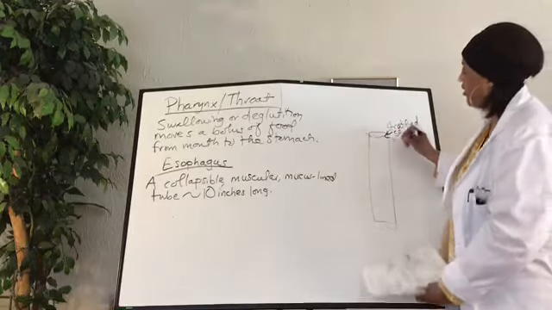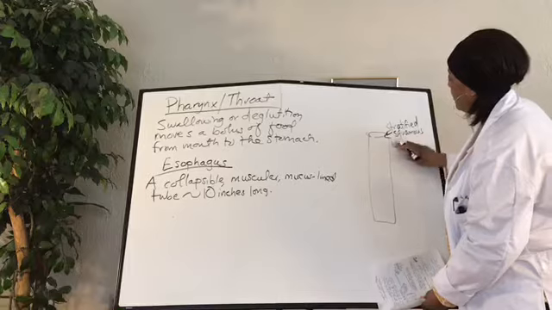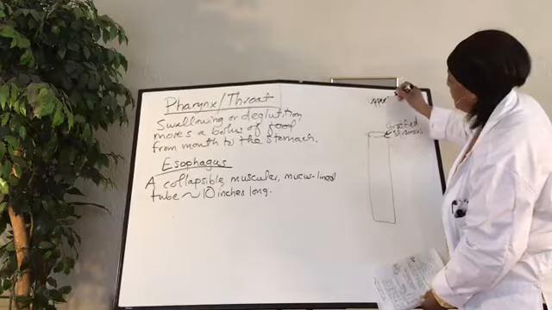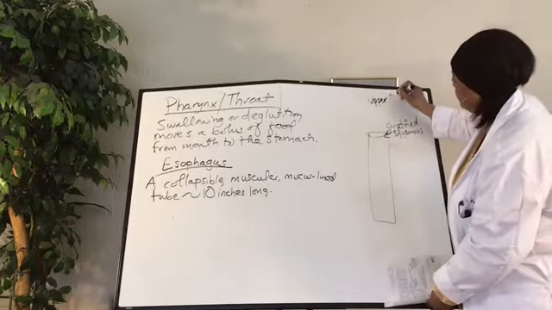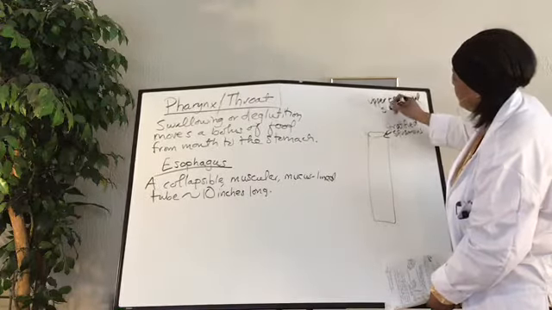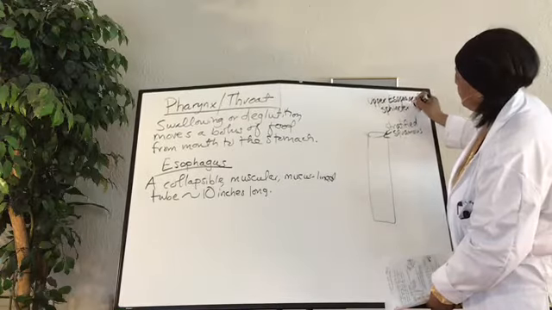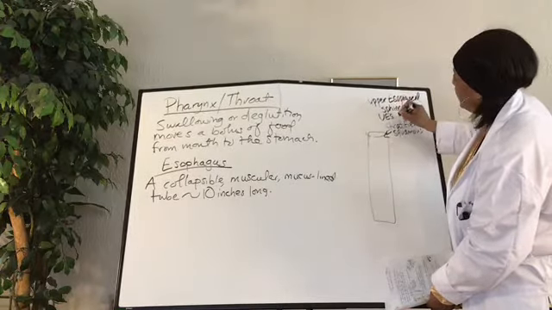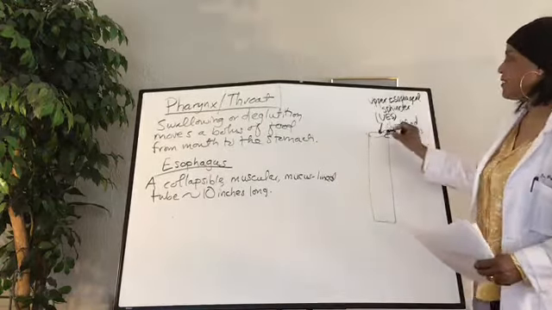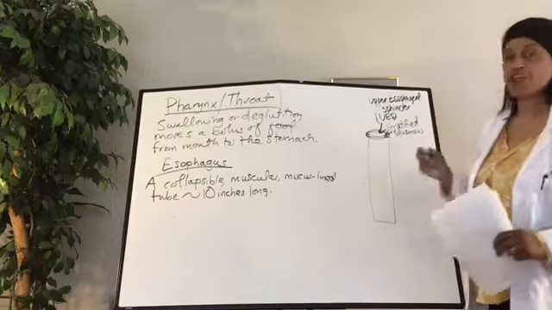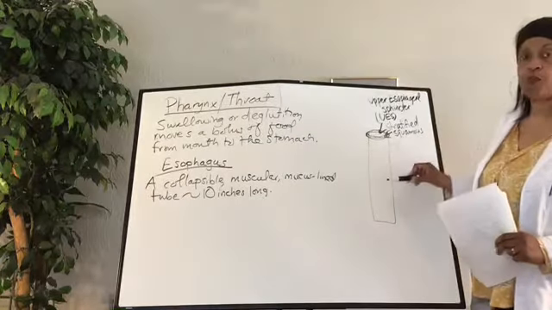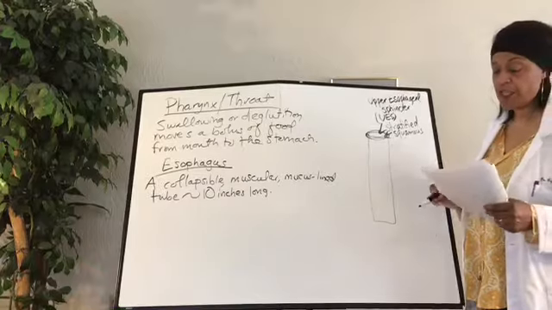I'll let you know that this is called the upper esophageal sphincter, also known as the UES, I guess you could say. This is the upper esophageal sphincter. The sphincter is usually a round, kind of circular muscle. And along this esophagus, in this upper portion, is stratified squamous epithelium.